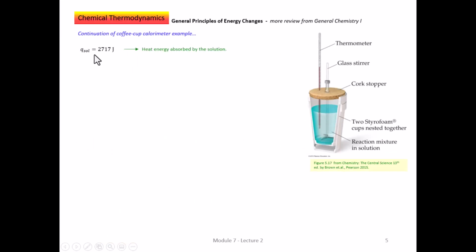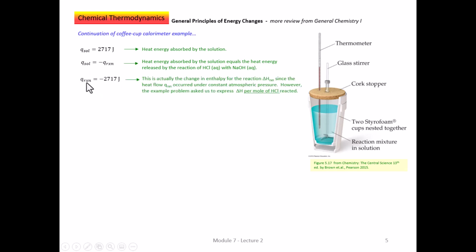Well, again, we have the heat energy absorbed by the solution, 2,717 joules. We remember that the heat absorbed by the solution would be equal to and opposite in sign of the heat released by the reaction. So we can immediately figure out that Q of the reaction is simply minus 2,717 joules. And this is actually the change in enthalpy for the reaction, since remember, heat flow, Q of reaction here, occurred under constant atmospheric pressure.